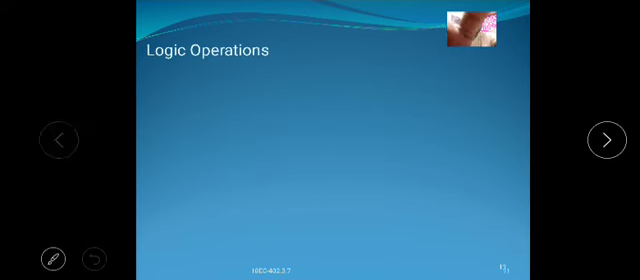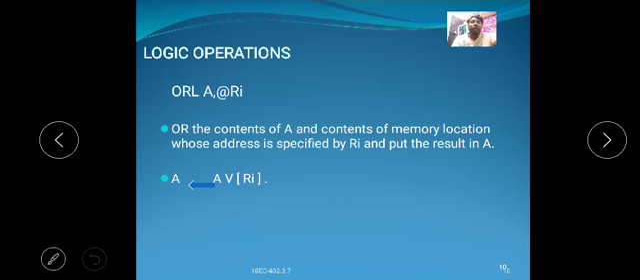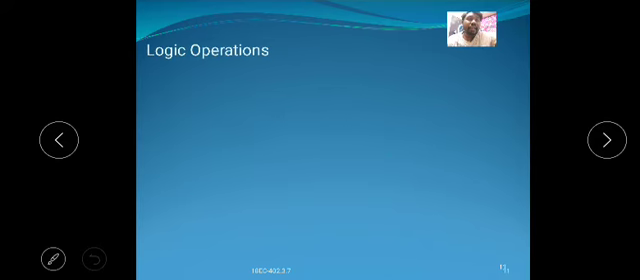ORL A comma at the rate RI: OR the content of A and the contents of the memory location whose address is specified by RI and put the result in the accumulator. A tends to A OR RI.